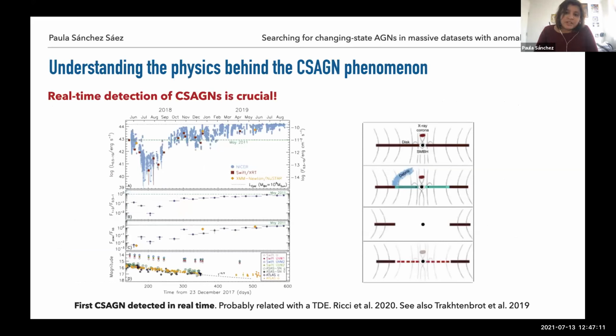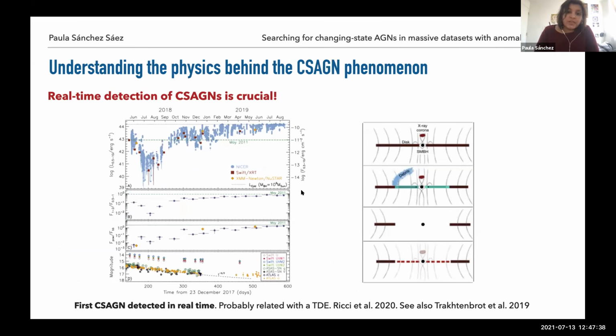So in order to understand the physical mechanism behind changing state AGNs, we need to follow up these sources in real time. And for the moment, there is, at least as I understood, only one work that has been able to do this. This work was presented by Claudia Ricci and collaborators, where they followed up a changing state event right after the event was starting.